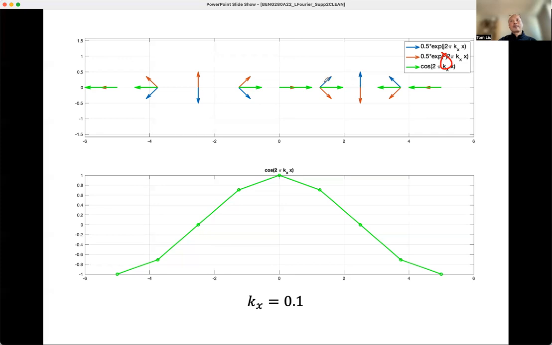So that's why these two complex exponentials added together just give you this green thing, which is always a real term. It's shown here as cosine 2 pi kx x. Okay, and here kx equals 0.1. So that means the period is 10. So if I go from minus 5 to 5, that is a period of 10.